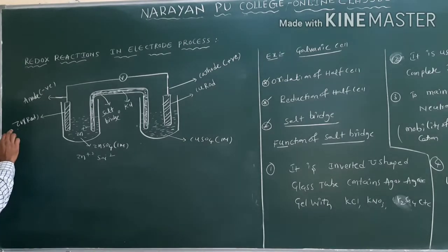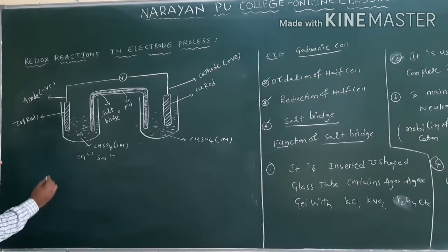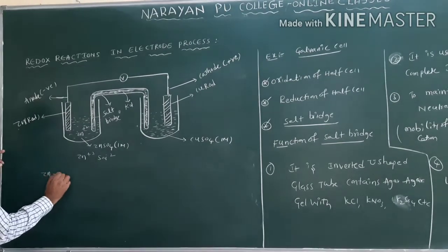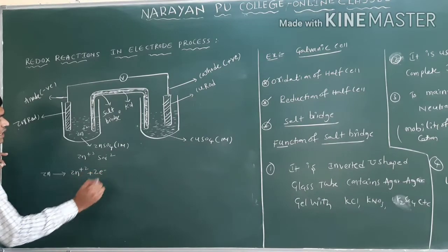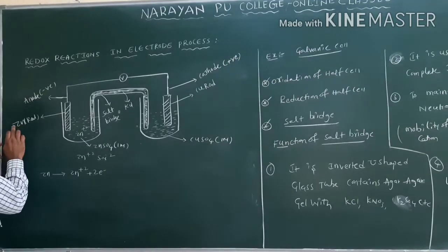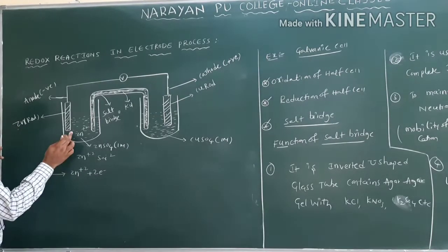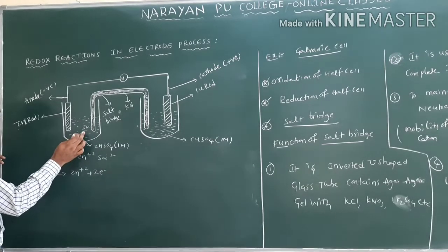Zinc rod can be converted into Zn+2 by loss of electrons only. Here the zinc rod is there. The zinc rod can be converted into Zn+2 ions by loss of 2 electrons only. So whenever the zinc rod loses 2 electrons, what ions will it produce here? It produces Zn+2 ions.